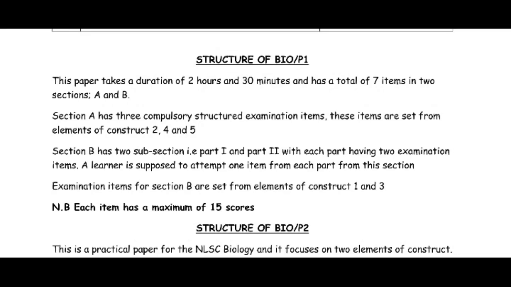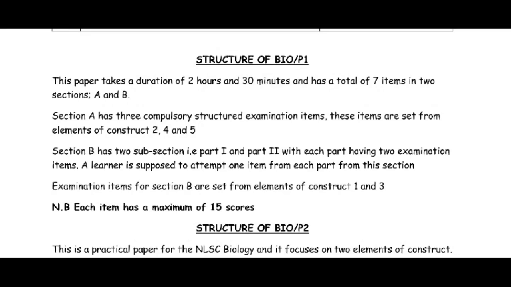Basically, let us first look at paper 1. This paper takes a duration of 2 hours and 30 minutes and has a total of 7 items in 2 sections, A and B. Section A has 3 compulsory structured examination items. These items are set from element of construct 2, 4, and 5.